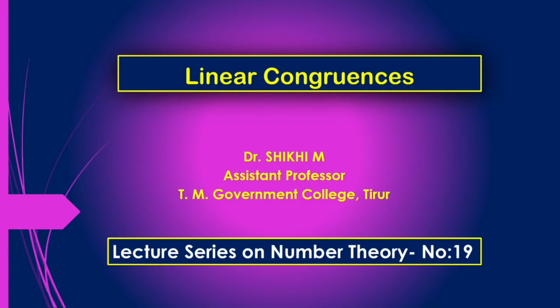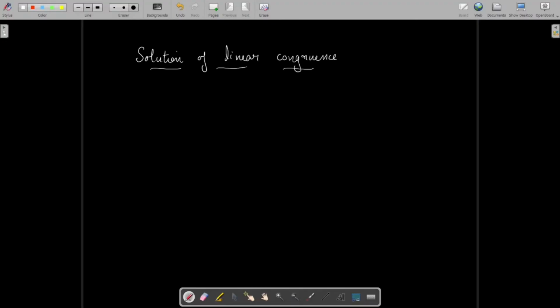Today we will study the solution of linear congruences. A linear congruence is an equation of the form ax ≡ b mod n, and its solution is an integer x0 satisfying ax0 ≡ b mod n. So if we are asked to solve a linear congruence ax ≡ b mod n, we have to find the integer x0 such that a times x0 is congruent to b mod n.